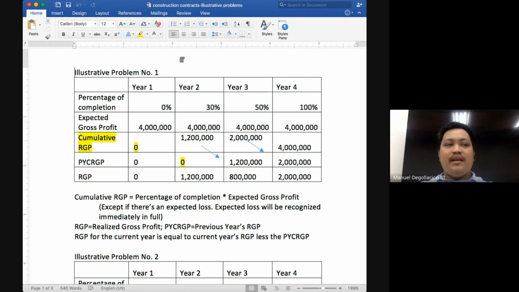Okay, so basically, these are the two most important things that you will need for you to be able to answer problems involving long-term construction contracts that use the percentage of completion method. Okay, so I want us to narrow it down, class, that really the most important thing here is your percentage of completion and the expected gross profit. But why would many students find it difficult? Because the computation for your RGP, class, is very procedural.